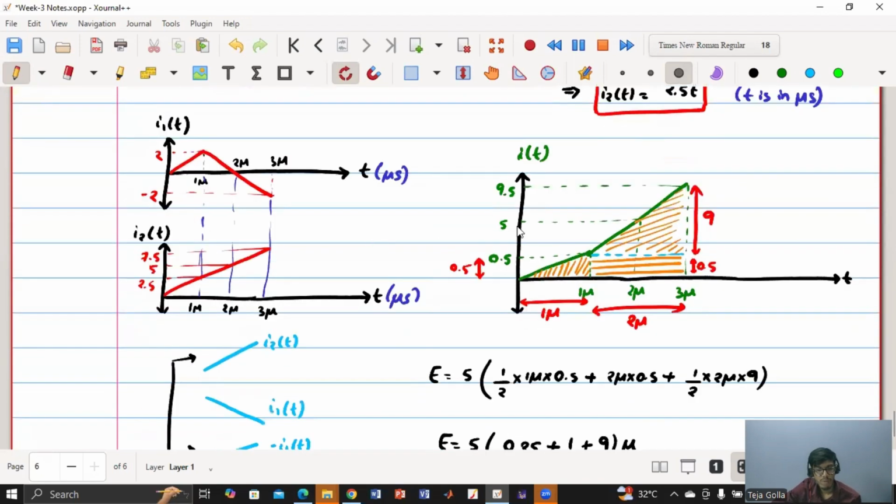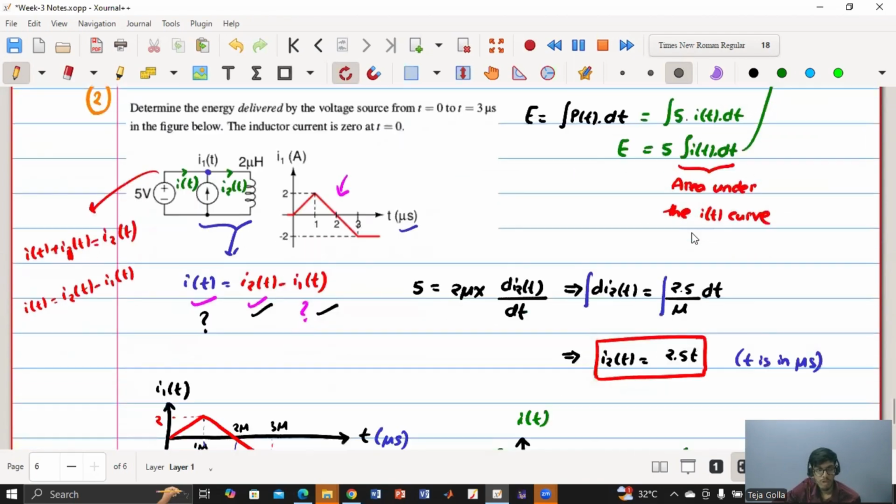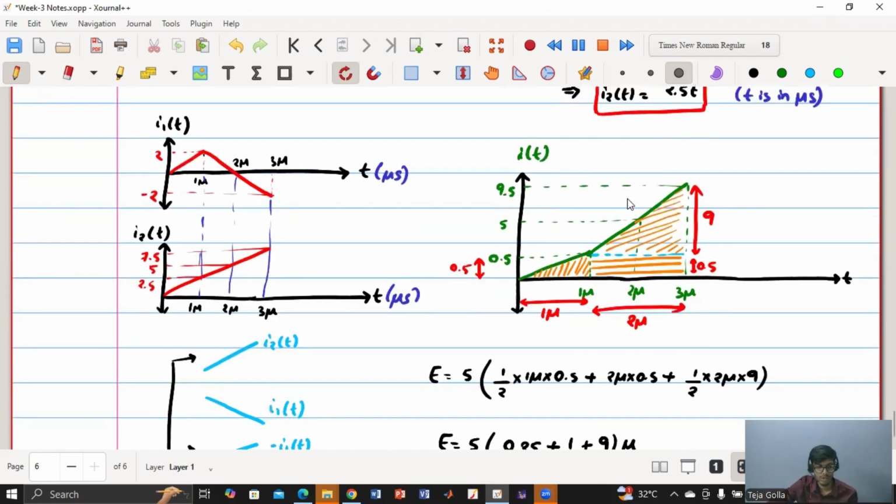But I would always prefer to draw the I of t, because here we want only the area under the curve. But what if they ask something for which I of t is related? So that's why it is always a good practice to draw the waveform of the current that we are targeting for. That's why I have drawn I of t, because if someone asks what is the slope here, then you should have this I of t, right? So that's why I have told.